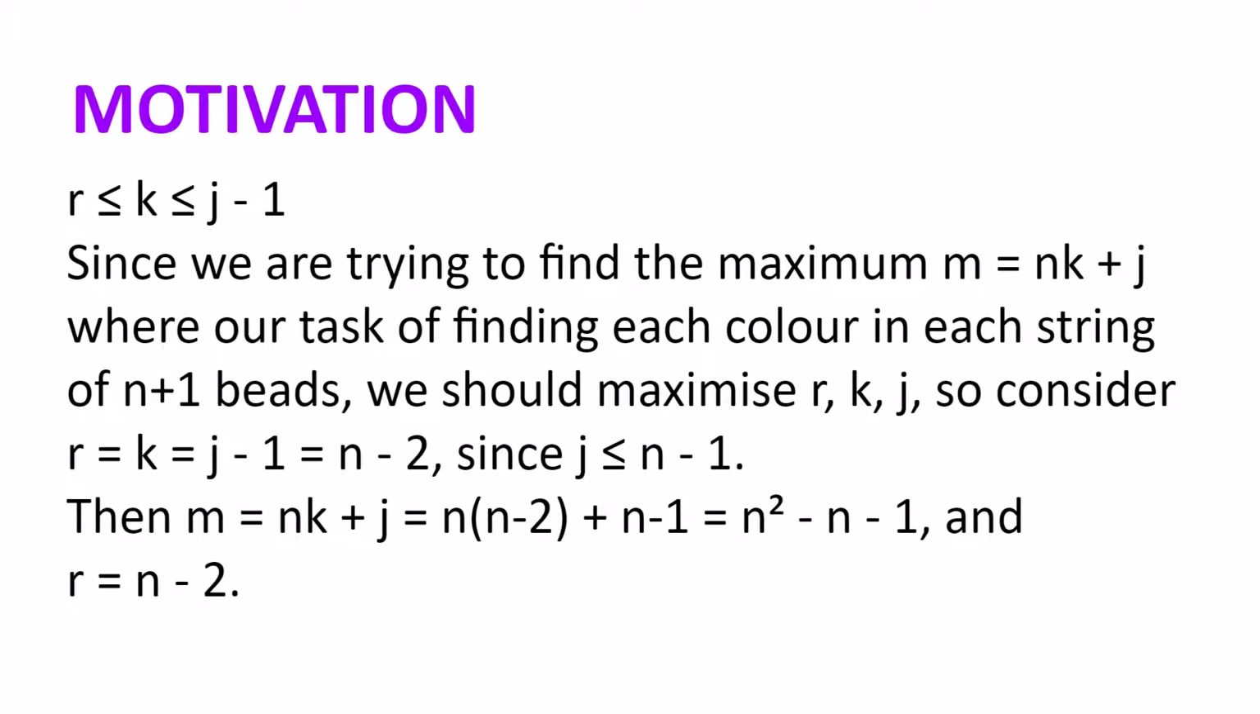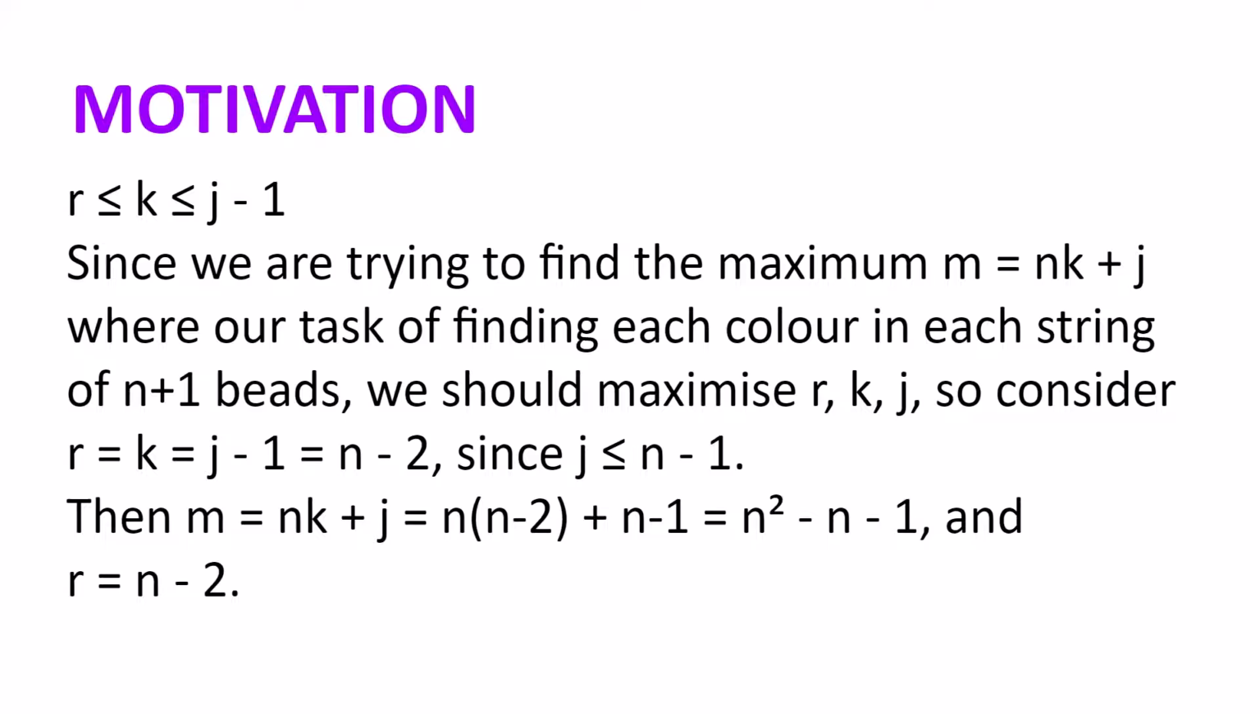So we have that r is less than or equal to k is less than or equal to j minus 1 if we want a string of n plus 1 consecutive beads to be without a red bead. Now, because we are trying to find the maximum n, where our task of finding each colour in each string of n plus 1 beads is not possible, we should maximise r, k and j, and so consider r equals k equals j minus 1 equals n minus 2, since j is less than or equal to n minus 1, as that is how we define j.